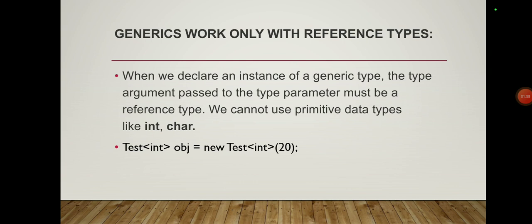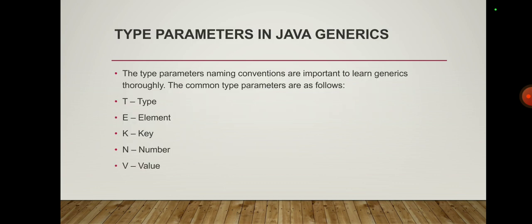Then when we go with the generics, they work only with the reference types. When we declare an instance of a generic type, the type argument passed to the type parameter must be a reference type. We cannot use primitive data types like integer, character, boolean, and so on. So the example is like Test int object, new Test int 20.